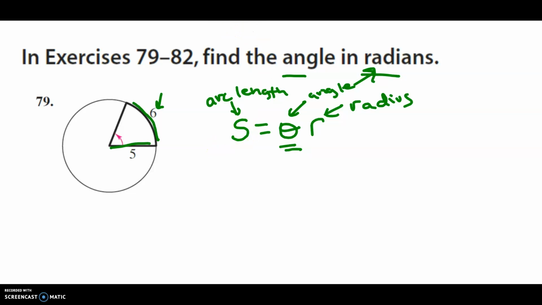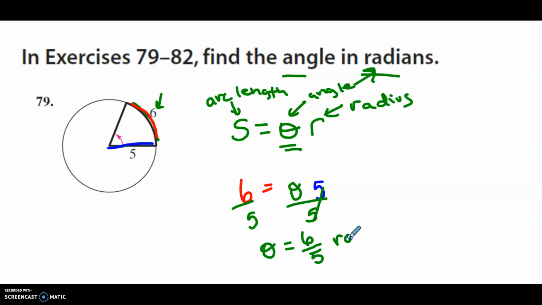So I'm just literally subbing in the information I have. I have 6 for my arc. I have 5 for my radius. And I'm looking for theta. So you're just going to divide by 5, divide by 5, and I get that my angle is 6/5 radians. And that's it. All right, one more, last one.